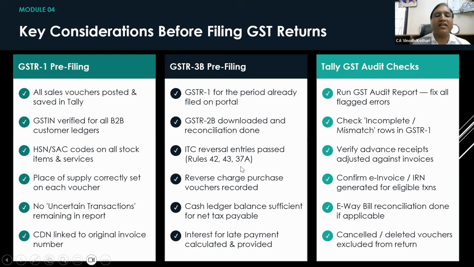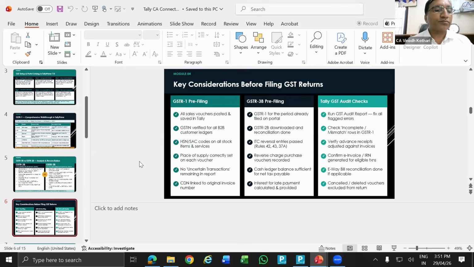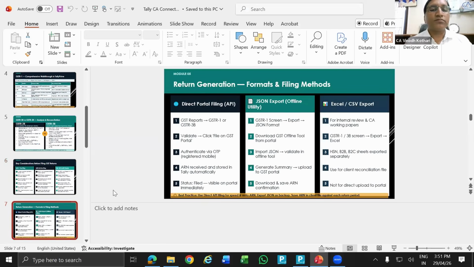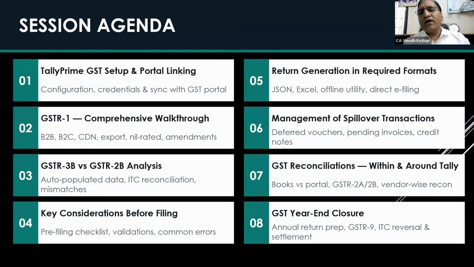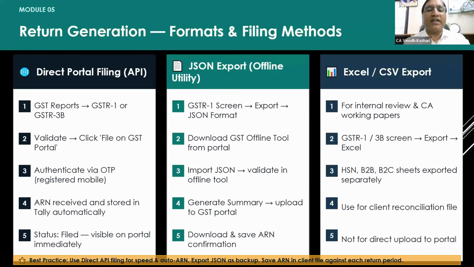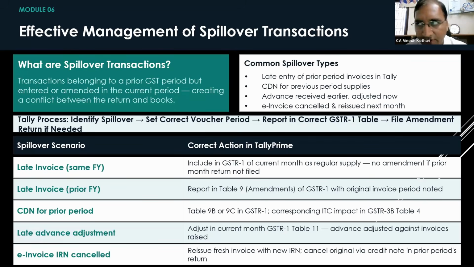Then rule reversal, ITC reversal, all those things you need to take care of. So I already explained two methods. One is direct portal filing. Second is the JSON filing or the data filing method in which the GST return can be filed. Now, spillover transactions. See, in the year end, there are certain transactions which are called spillover. GSTR1 and 3B are done for every month. And then finally, we prepare this annual return, which I'm going to come to in the last part, which is the reconciliation of the data.